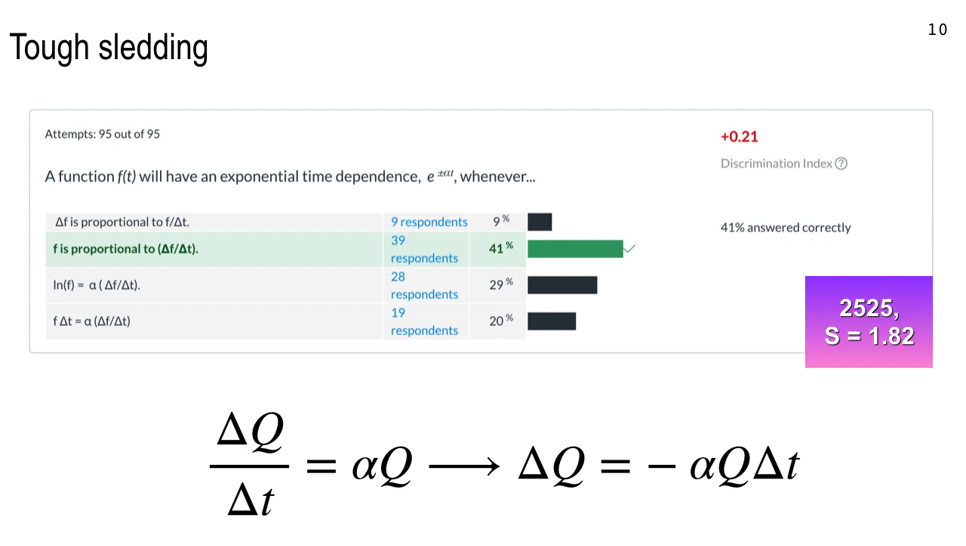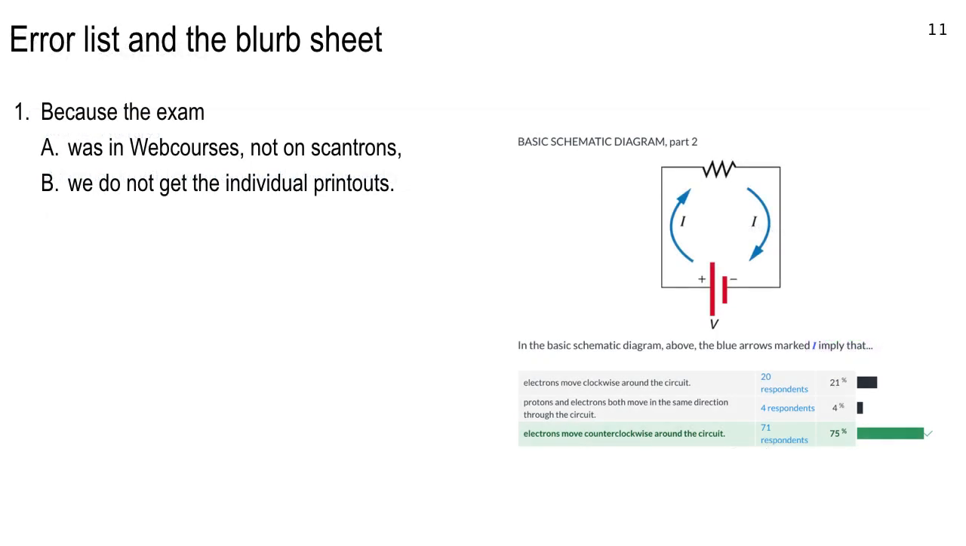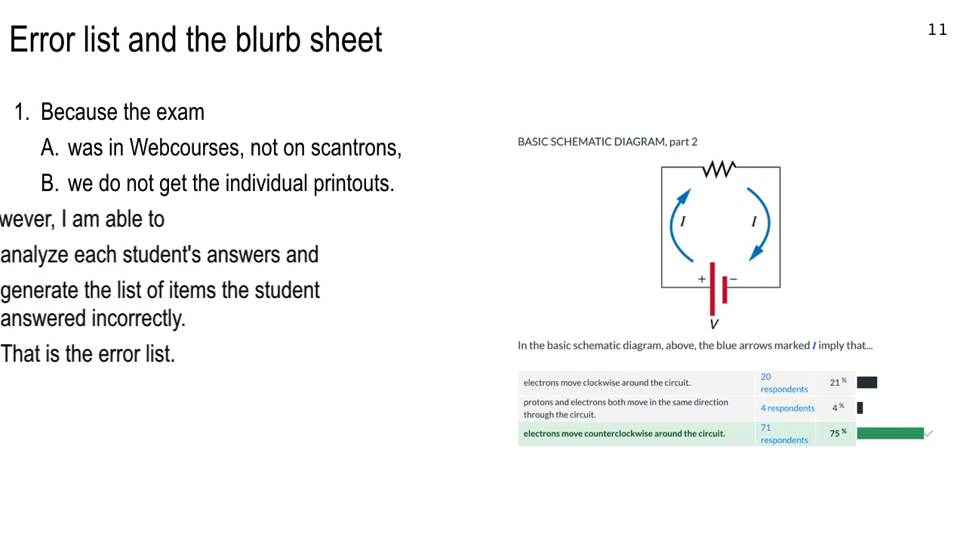Now, this one's question 2525. And I told you I would explain that, so let me explain what those code numbers are in case you haven't already figured it out. This one, and now I'm going to talk about the error list and the blurb sheets that you may have noticed in web courses. Now, we don't get individual printouts like we do with Scantrons, all right? So the way that I make up for that is I make an error list, all right?